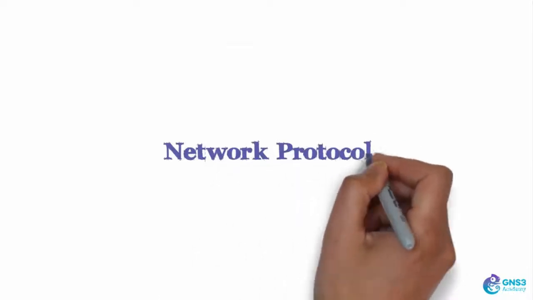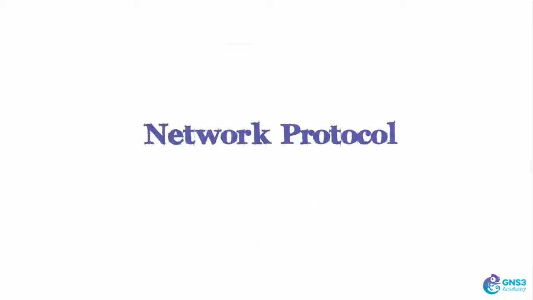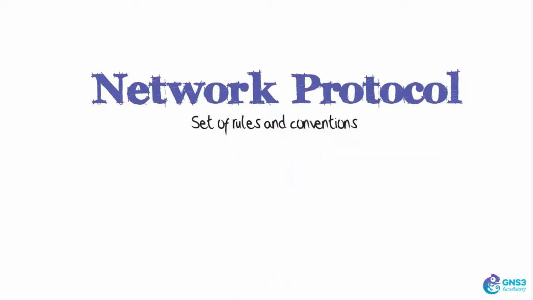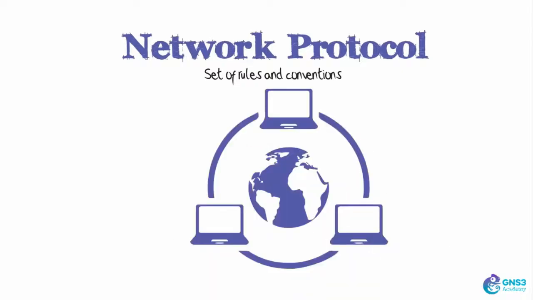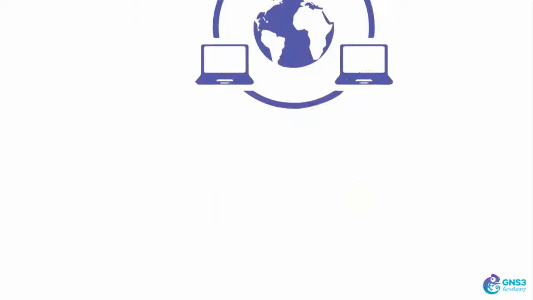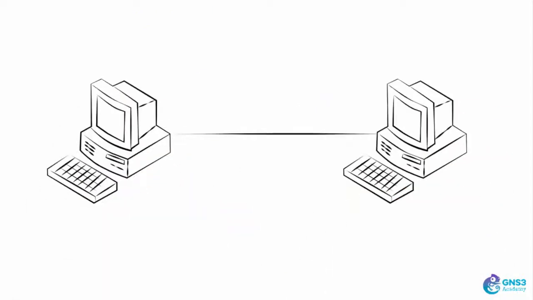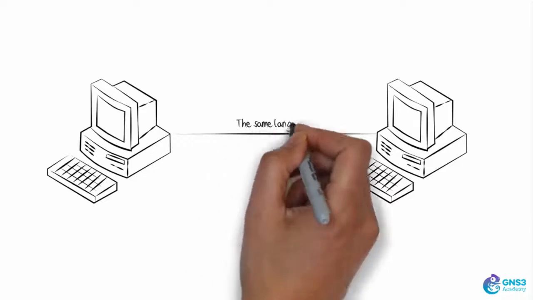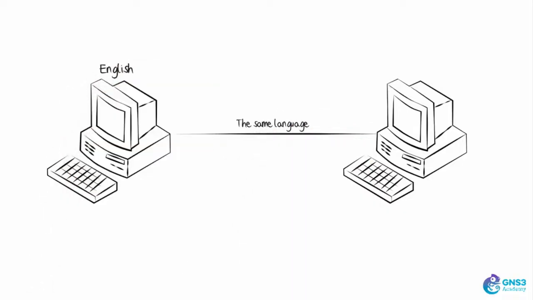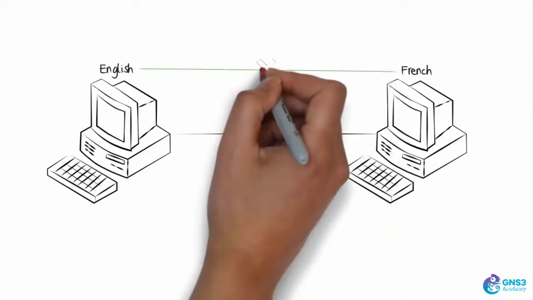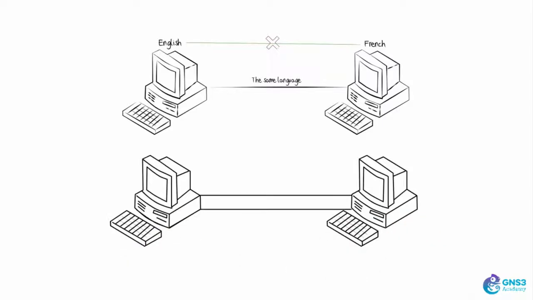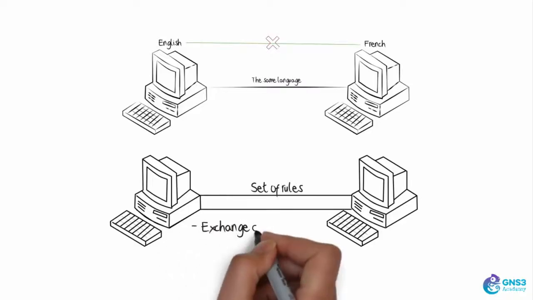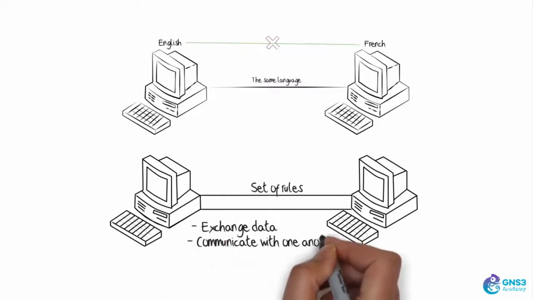What is a network protocol? Well, a network protocol is essentially a set of rules and conventions that governs the communications between network devices, or as an example, between computers on a network. In order for two computers to talk to each other as an example, they must be speaking the same language. If I only speak English and you only speak French, we're not going to communicate effectively. In the same way, when two computers communicate with one another, there needs to be a set of rules governing how those computers exchange data and effectively communicate with one another.